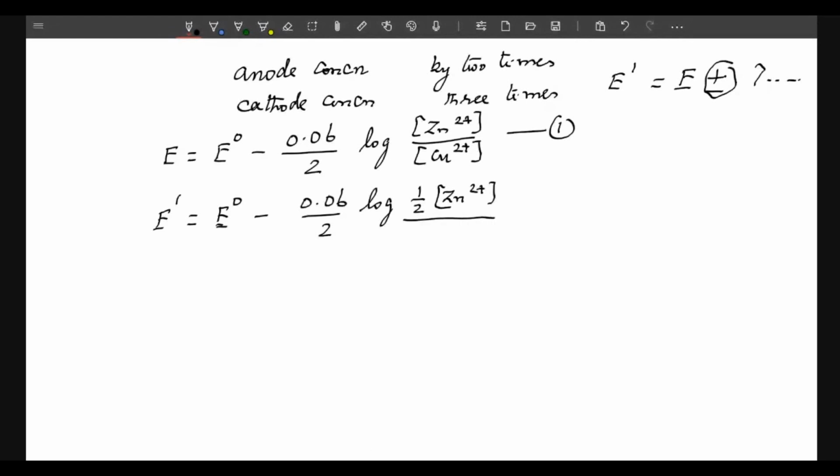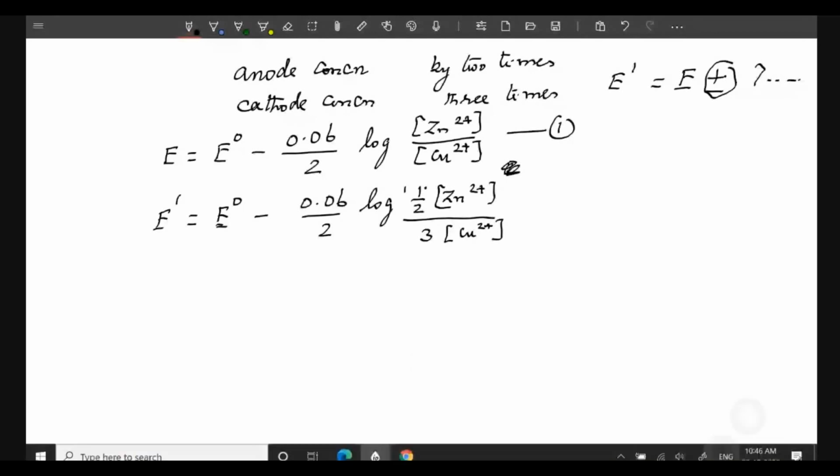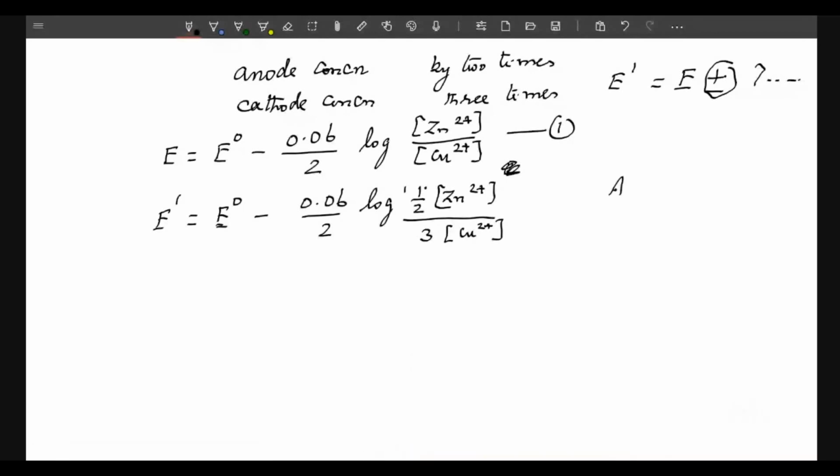And why is the copper 2 plus concentration increased 3 times? Therefore, 3 into copper 2 plus. If a power is there, you have to give the power to this number also. But here it is only 1 mole of zinc 2 plus and 1 mole of copper, therefore there is no necessity of powering this. Suppose you are given a cell reaction like this, A plus 2B giving B 2 minus and A, just like this, 2B and B minus.